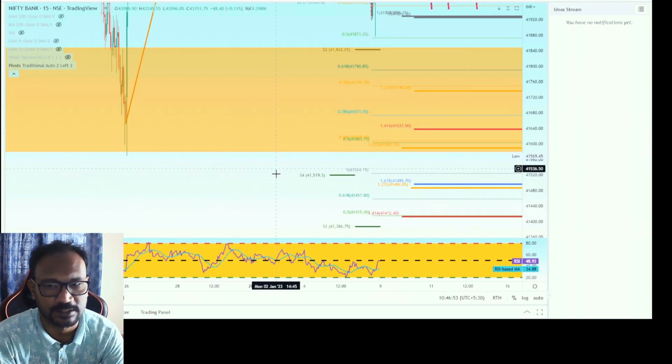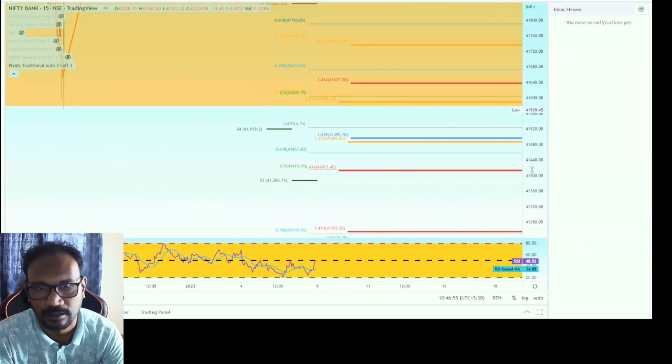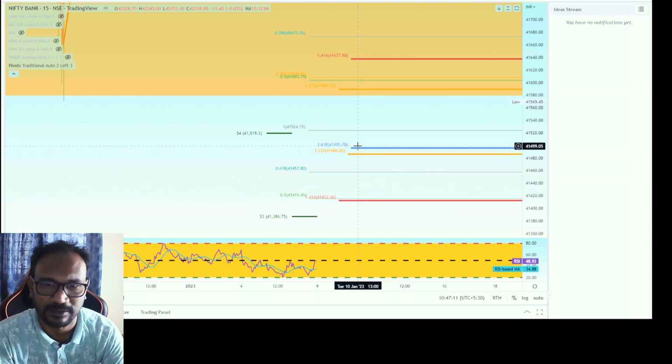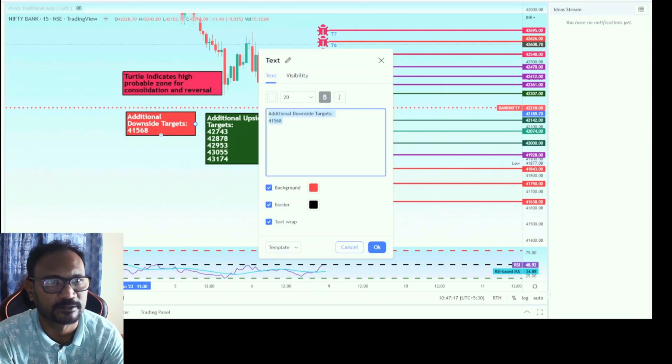Then let's find out the next one. Then you have 1.618 and support, and all are here, but then 68 only we have mapped just here. So I'm going to take 495 and 486. So just only about 9 points. So I will take this one, 41,486.